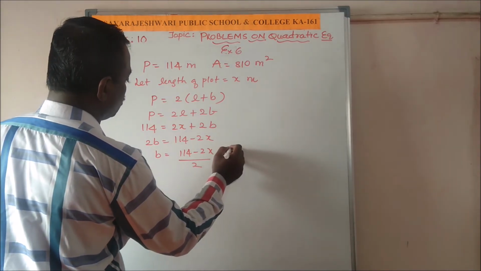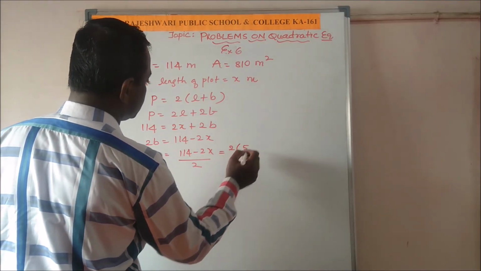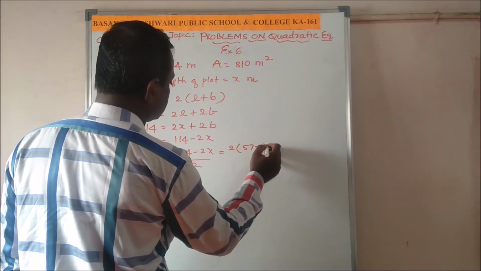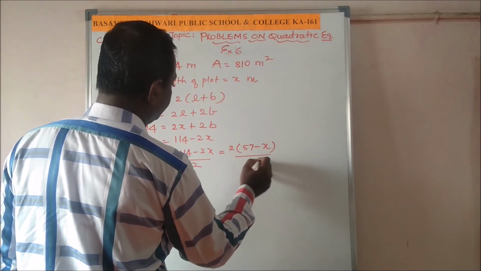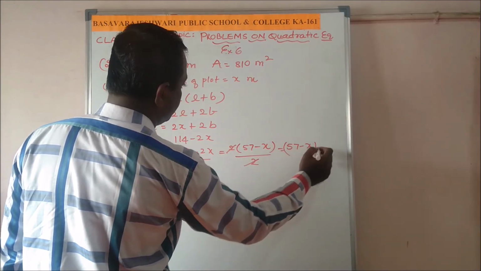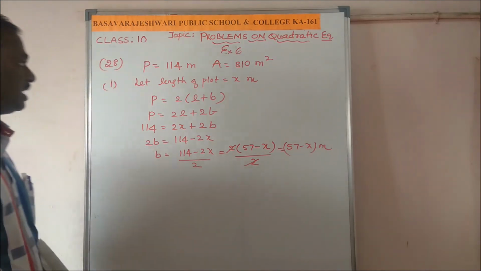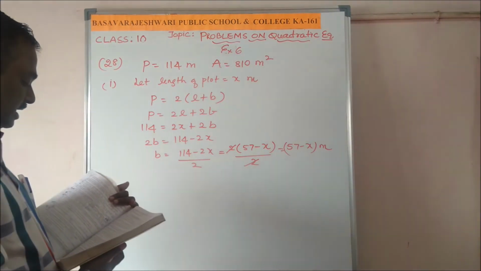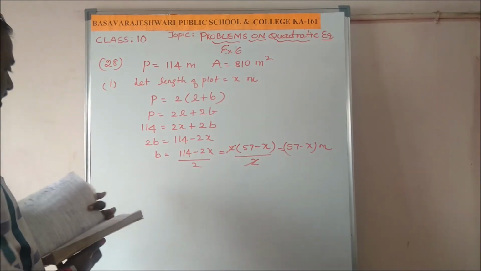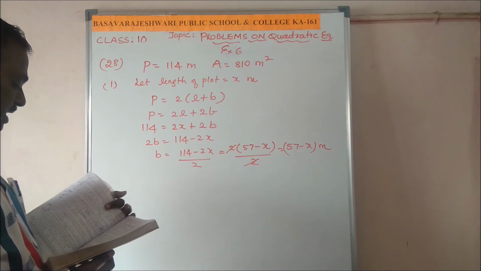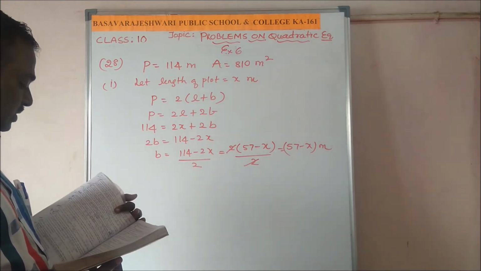This is equal to, 2 common. If you take 2 fives are 10, 1 remains, 2 sevens, 57 minus x by 2. That is equal to 57 minus x meters. That is the first answer. Second, use the values of length and breadth and area to find an equation in x. So we know length, we know breadth, and we know the area, and frame the equation in x.